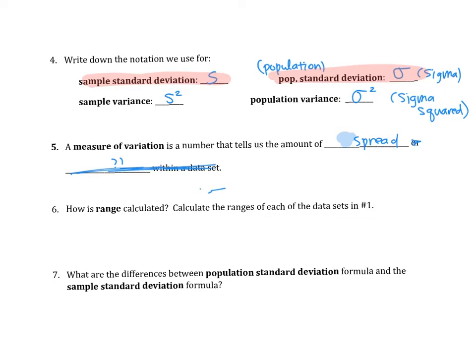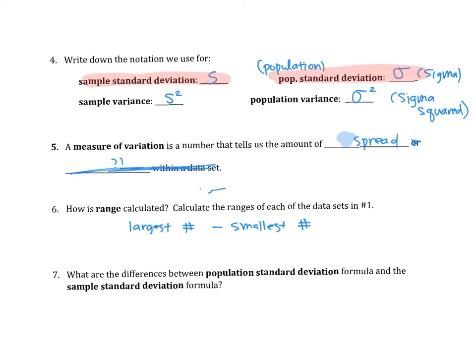How is range calculated? Range is just the largest number minus the smallest number of the data set. So pretty simple.